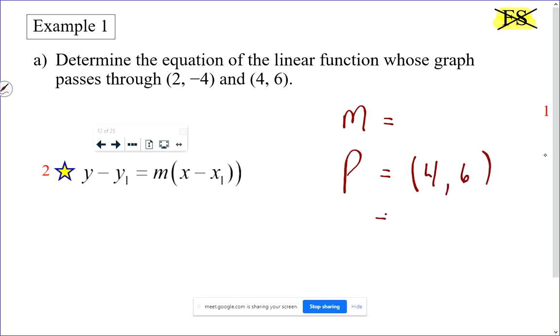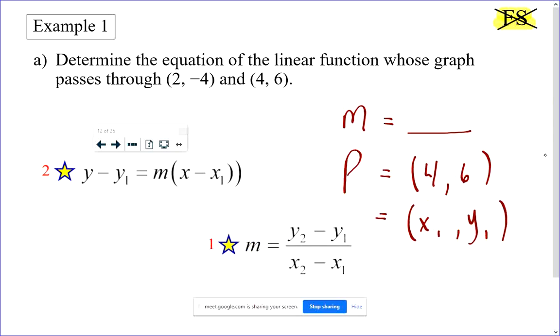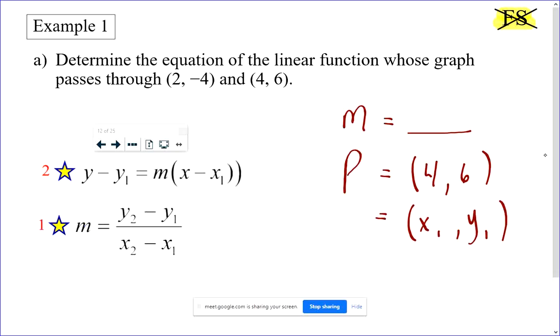So this is x1, y1. 4 is the number we put in for x1. 6 is the number we put in for y1. Now, we also need to determine the slope. But the slope can be found using our slope formula. There are other ways to find the equation, but I want us to do it this way.